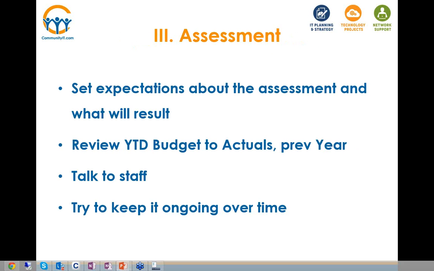And related to that, you want to keep it going over time. Technology never stands still. Organizations don't stand still. And the technology systems that might have met your organization's needs 2 or 3 years ago, it's possible that they're not meeting those needs anymore. So it's important to keep the assessment going on an ongoing basis.